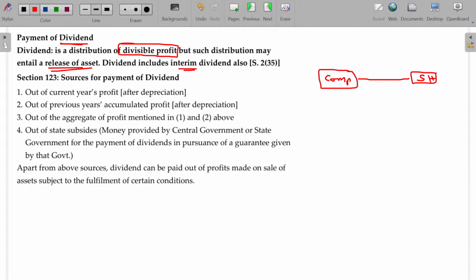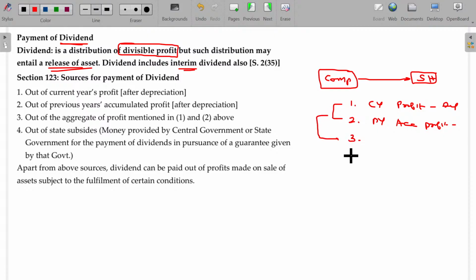While distributing the dividend to the shareholders, you have to use the current year's profit, that too after the subtraction of the depreciation. If this current year's profit after the depreciation is not sufficient to pay the dividend, then previous years' accumulated profits can be used, only after the depreciation of the previous years. You have to use this first of all. If it is not sufficient, you can use this one. Or you can use both.